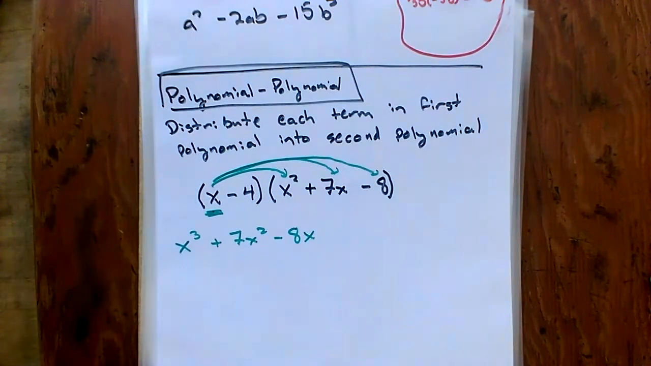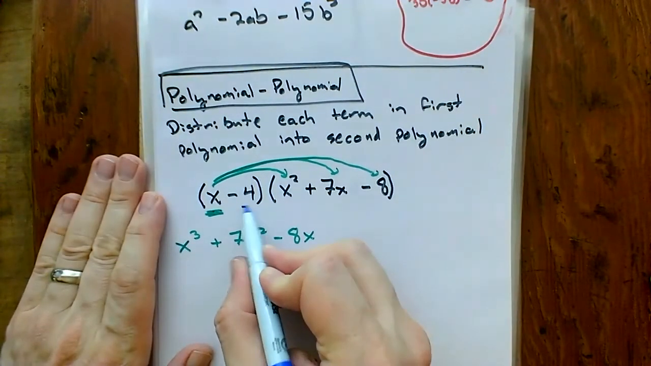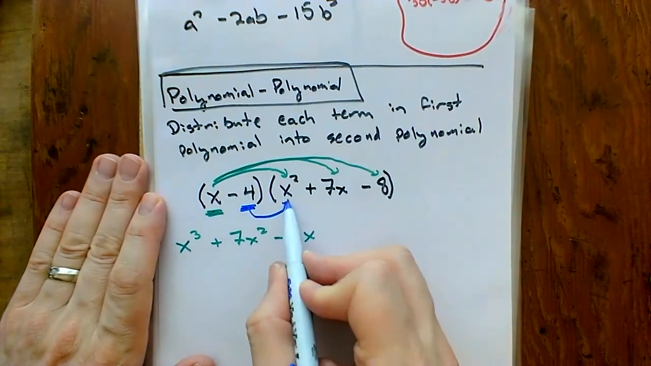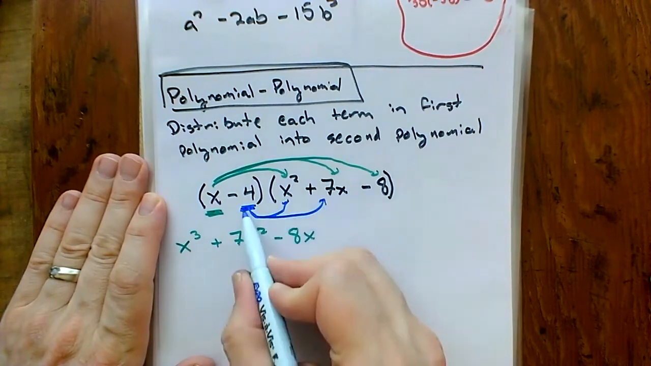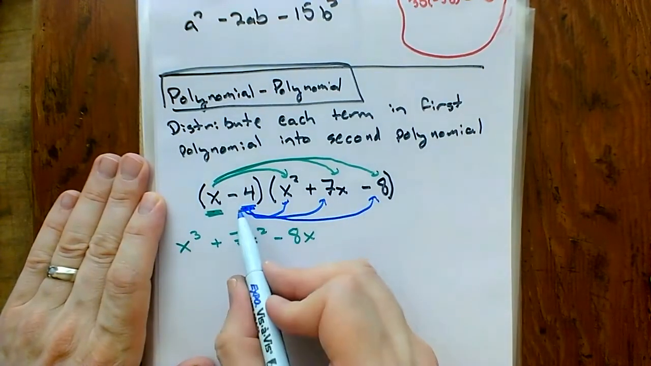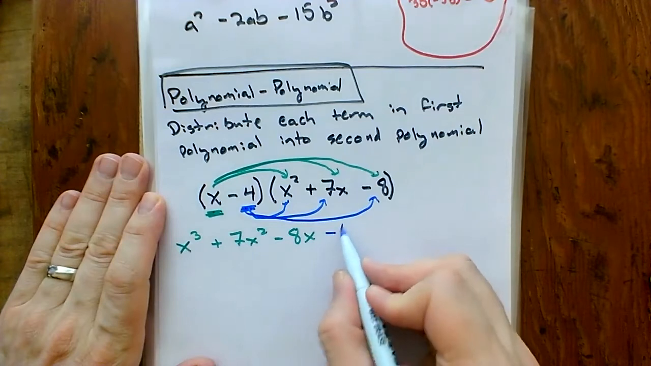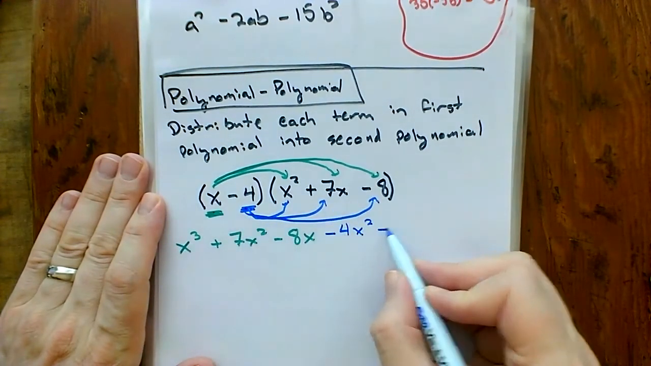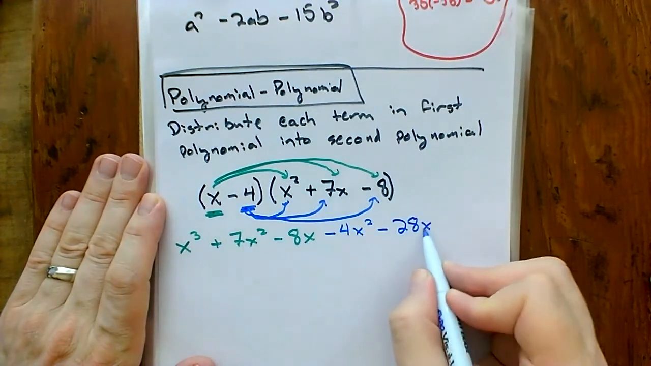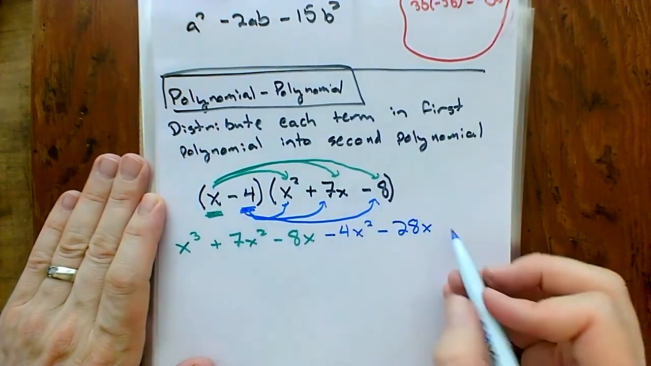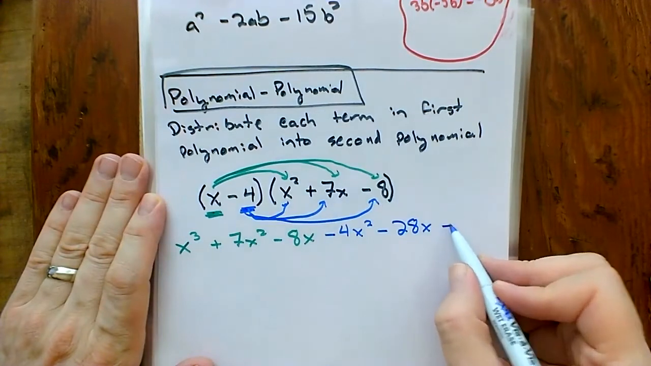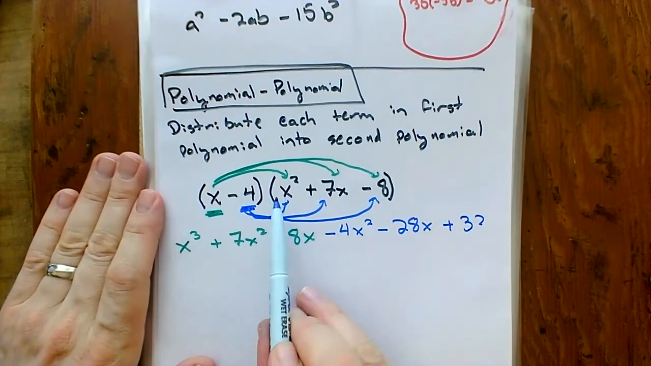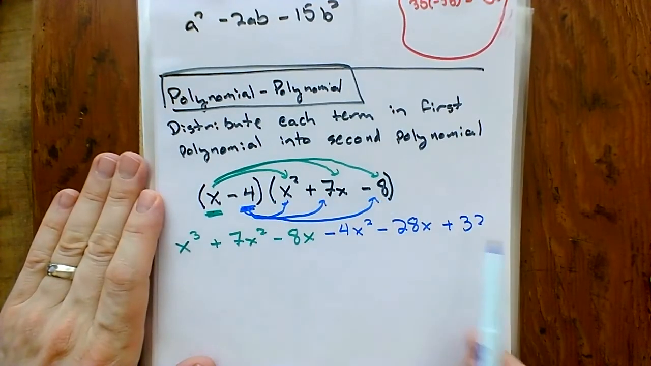Now I'm going to take the other term that we have here in this binomial, and I'm going to distribute that into our polynomial. So I've got minus 4. Minus 4 times x squared is going to be minus 4x squared. Minus 4 times 7x is minus 28x. And then minus 4 times minus 8 is plus 32. So notice that where this was positive, positive, negative, I've got negative, negative, positive.